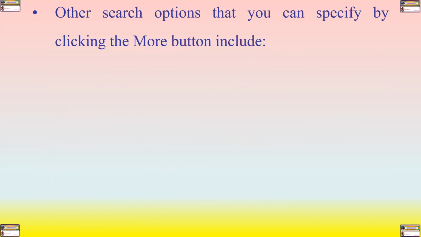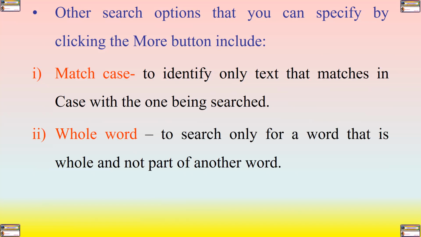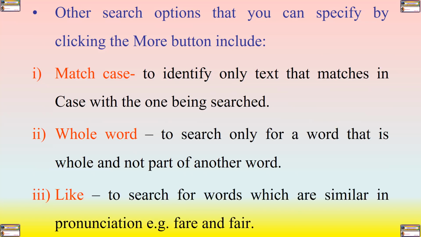Other search options that you can specify by clicking the more button include match case. This is used to identify only text that matches in case with the one being searched. You can also click on find whole words only. It is used to search only for a word that is whole and not part of another word. You can also use sounds like to search for words which are similar in pronunciation, for example, fair and fare.